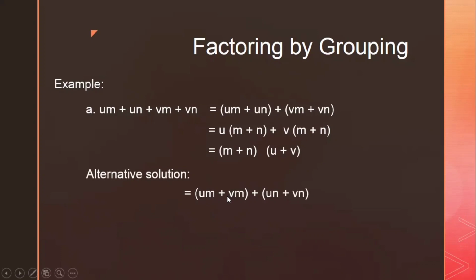We can group um and vm, and un and vn. In the first group, the common monomial factor is m, and in the second group, the common factor is n. So we're just going to take it out. Then we take out the common binomial, which is u plus v, since it's common in the first term and the second term. What will be left inside, or the other factor, will be m plus n. As you can see, they are just the same.